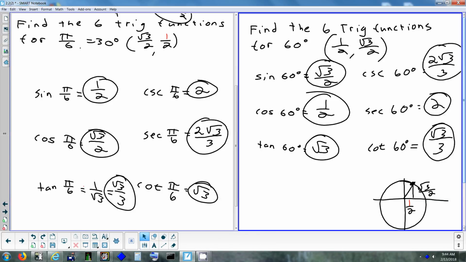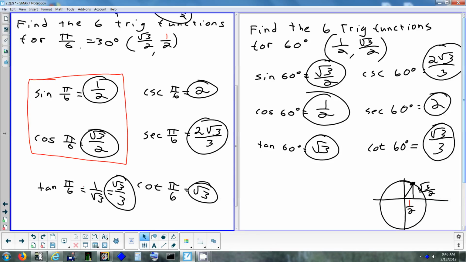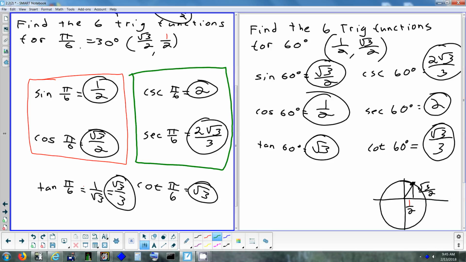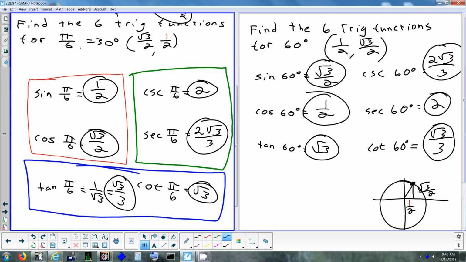So, can someone name 2 trig functions where the answers switched places? Yeah. The sine and the cosine. Okay, so those 2 switched. Can someone name 2 other trig functions that switched places? Yep, Ethan? Cosecant and secant. Those switched places. And then the last 2 that switched, the tangent and the cotangent. So to get from 30 to 60, you switch what's in each of those boxes.